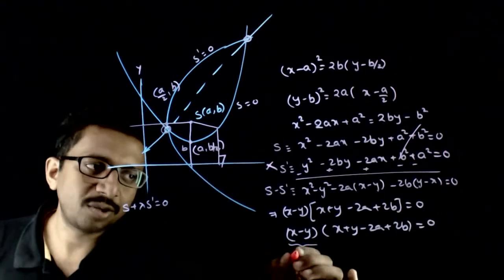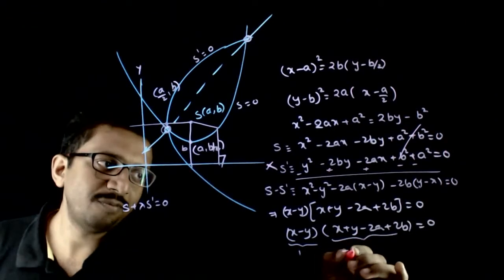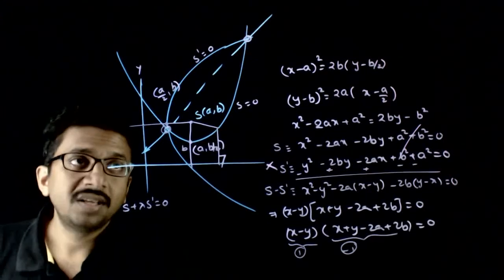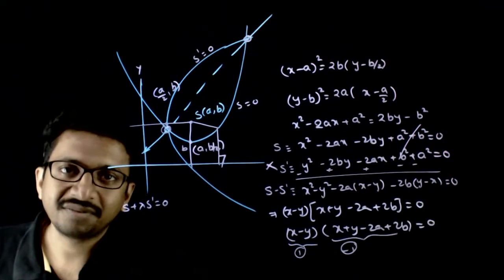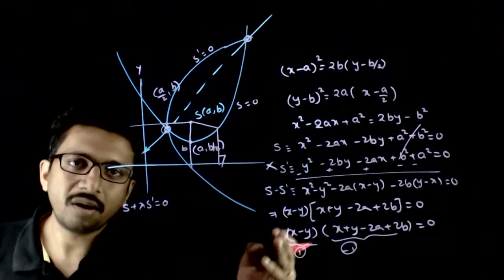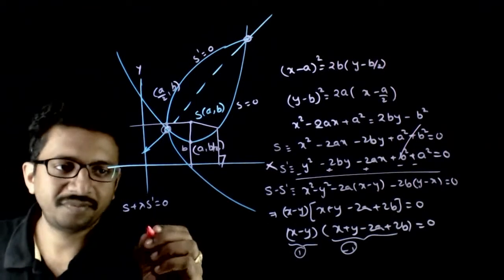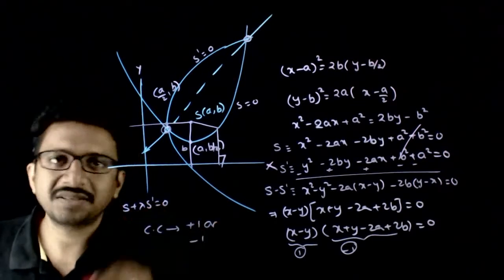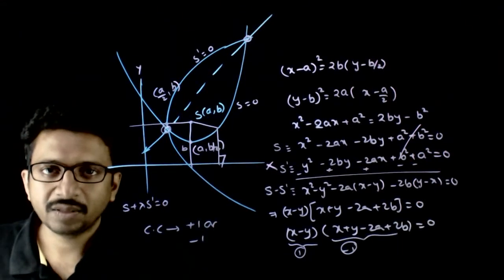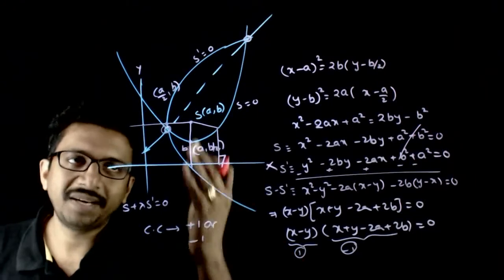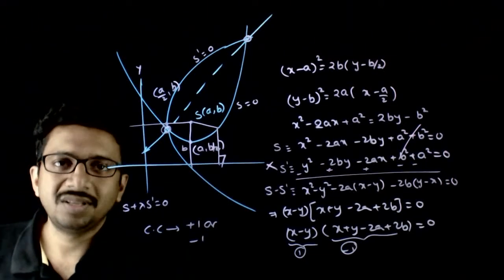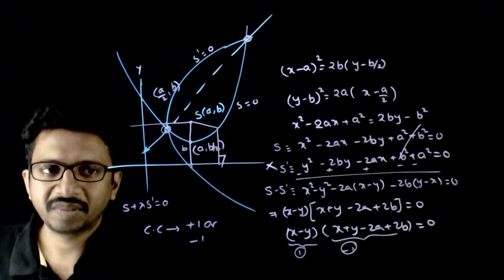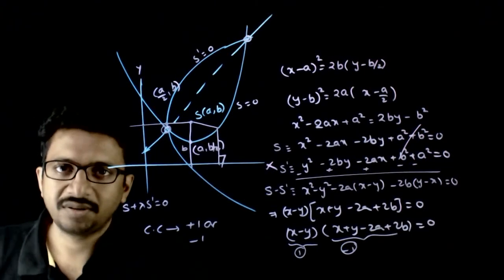This has a slope of 1, this has a slope of minus 1. So that means the common chord can have a slope of either plus 1 or minus 1, because one of these two lines passes through the points of intersection of these two parabolas. So 1 or minus 1 will be the right answer. Thank you.